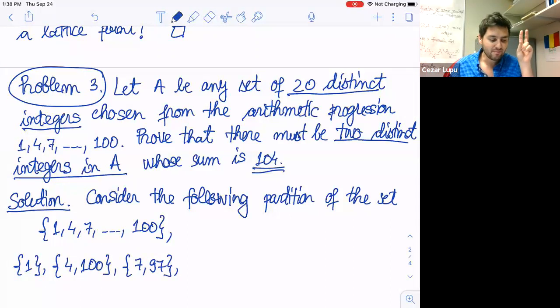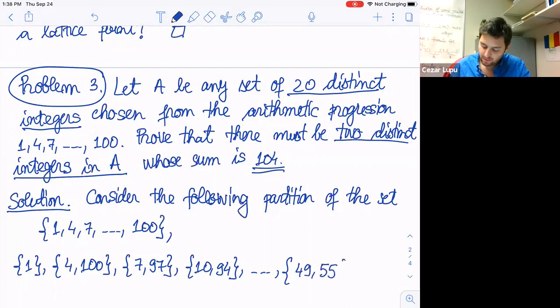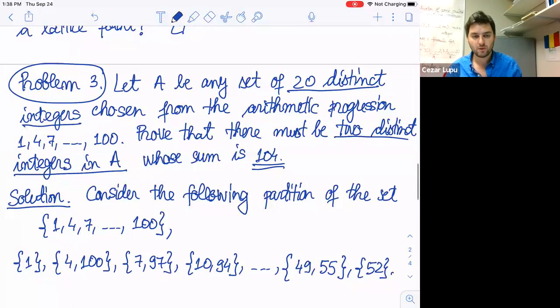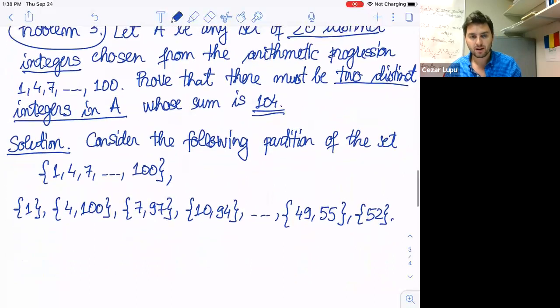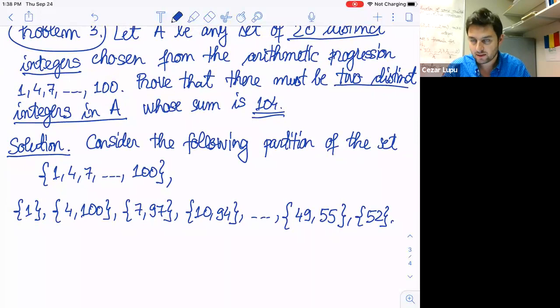Then you have 10 and 94, and you keep going. The last pair, I'm going to leave 49 and 55, and the last one will be 52. I'm going to leave these alone. So 1 and 52, I'm going to leave them as singletons. The singletons are the sets that contain only one point.